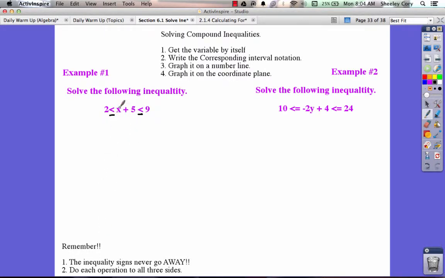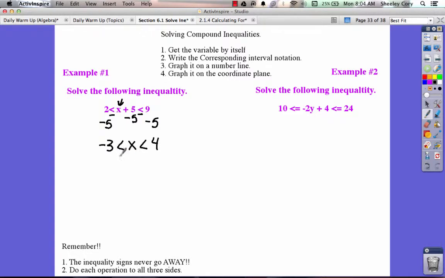Our goal is to get x by itself. So the first thing I'm going to do is subtract 5 from each side. If I subtract 5 from the middle, I have to subtract 5 from both the inside and the outside. Remember, these inequality signs are like the equal sign. They never change. They don't go away. If I start a problem with two inequality signs, I'm going to end the problem with two inequality signs. So I subtract 5 from all three sides. That gives me negative 3 less than x less than 4.